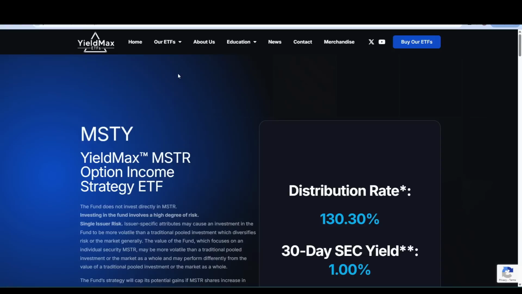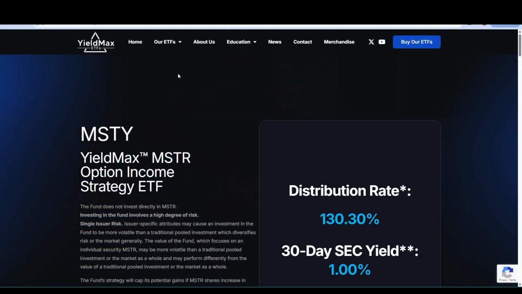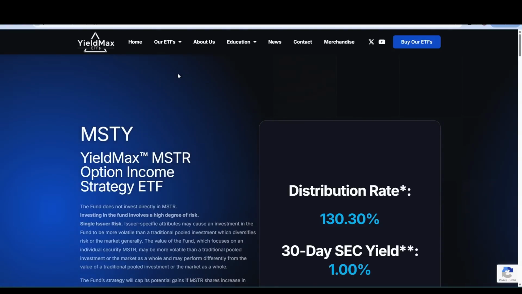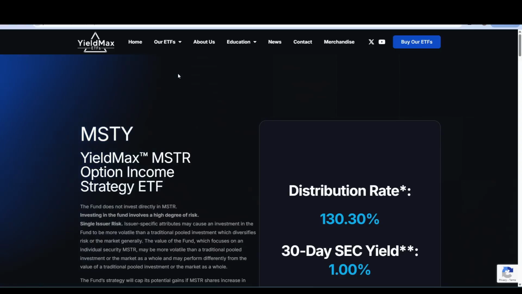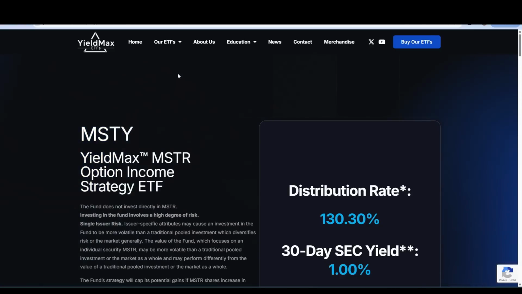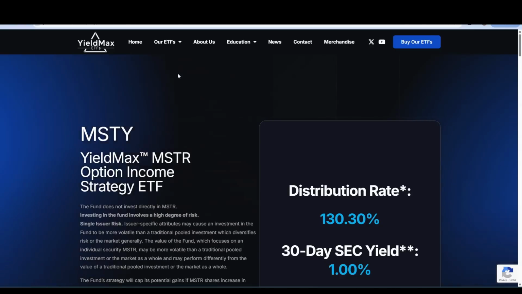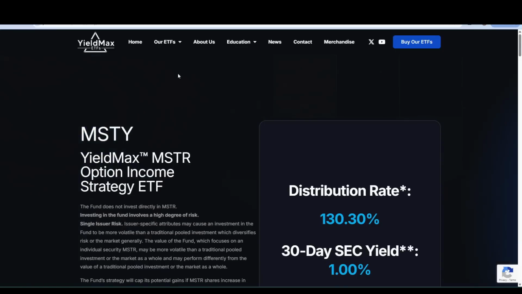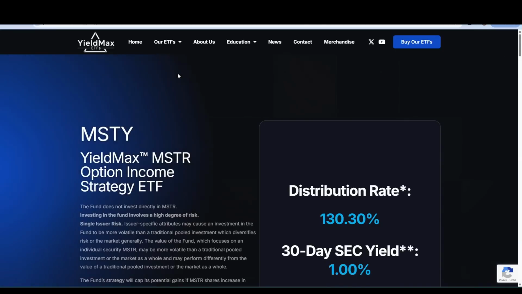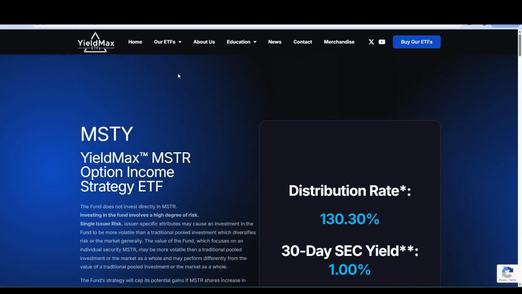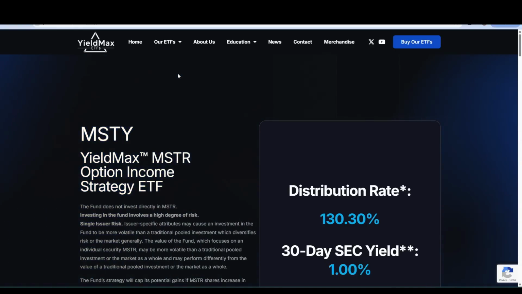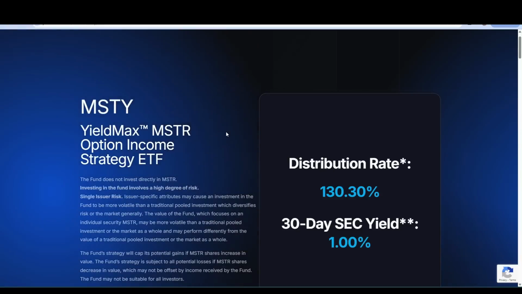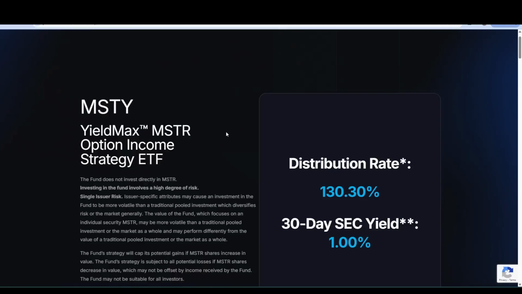So as we know, with MSTY they use synthetic shares to write their covered calls against. They do not actually own the shares, and therefore they have to close those call options, which cannot be exercised. They must close those because they do not want to own the shares of MSTR. They only write the calls against the synthetic shares. We'll pull up that sheet and I can show you where the synthetic shares are coming from.